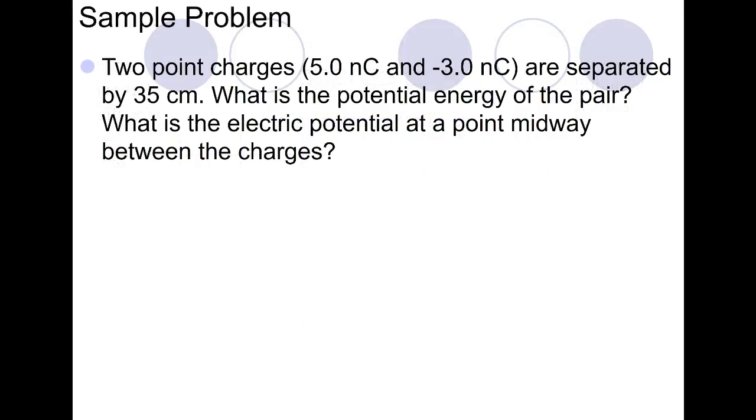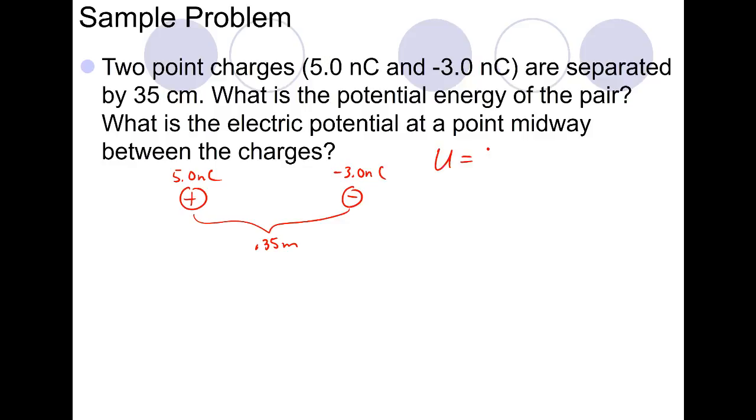Okay, so here's another example. Let's say we have 2 point charges. We have plus 5 nanocoulombs and negative 3 nanocoulombs separated by 35 centimeters, or 0.35 meters. What's the potential energy of the pair?